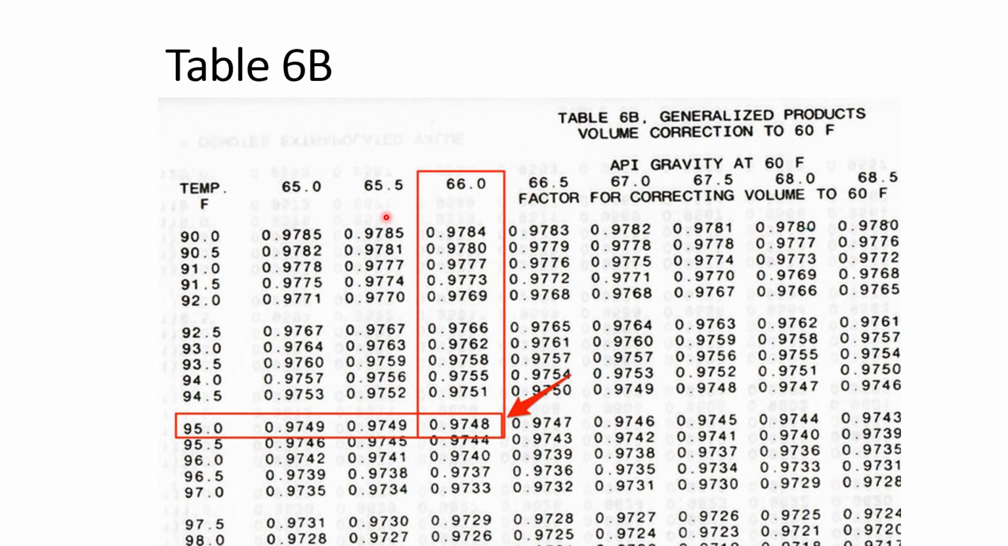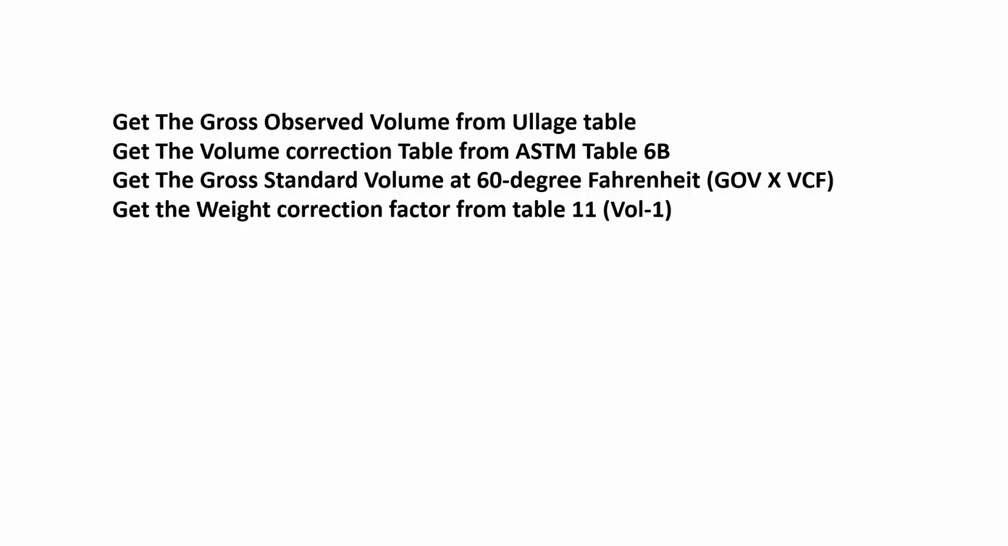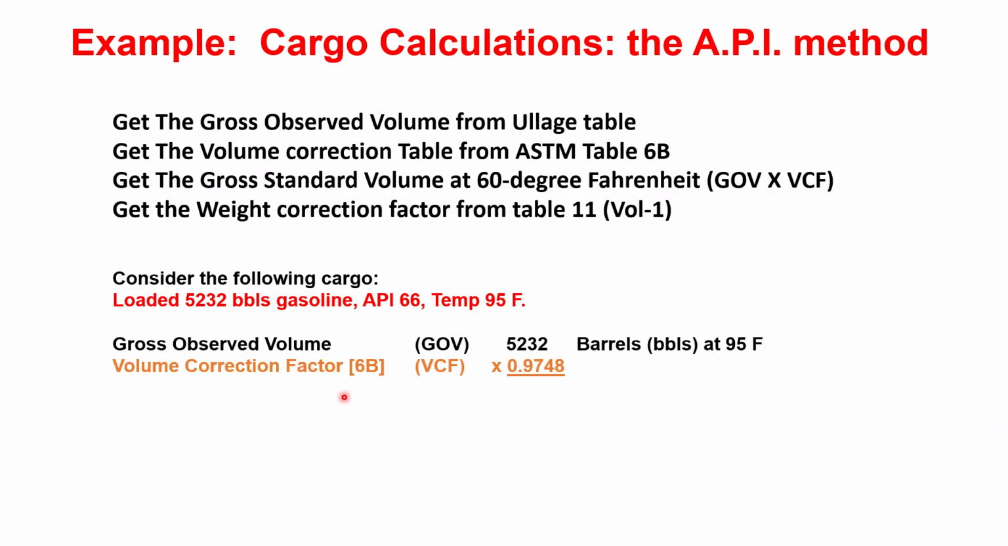The table will look like that. You need to go to API gravity, because your API gravity is 66, and you go to 95 degrees Fahrenheit, and you get the correction factor 9748. Once you get the correction factor, you multiply it and you find the gross standard volume at 60 degrees Fahrenheit, right?